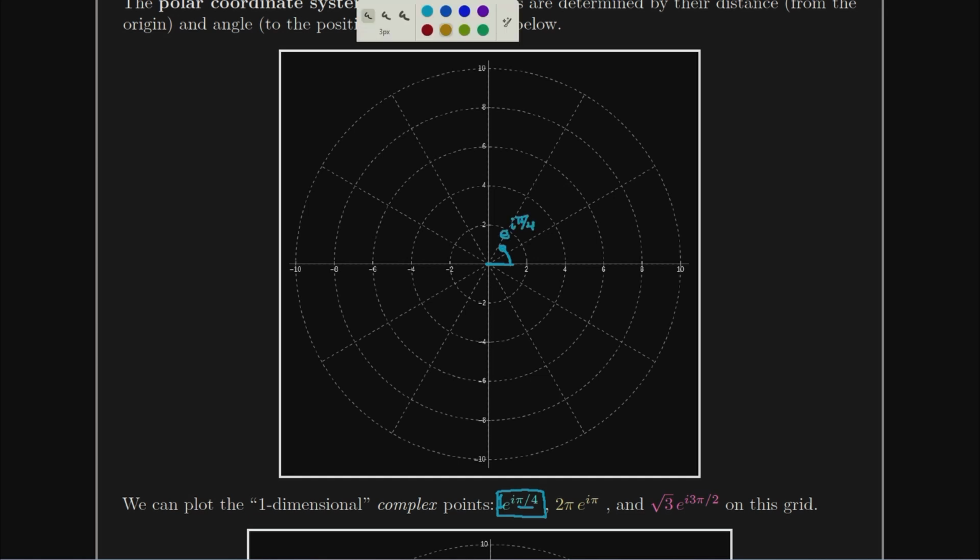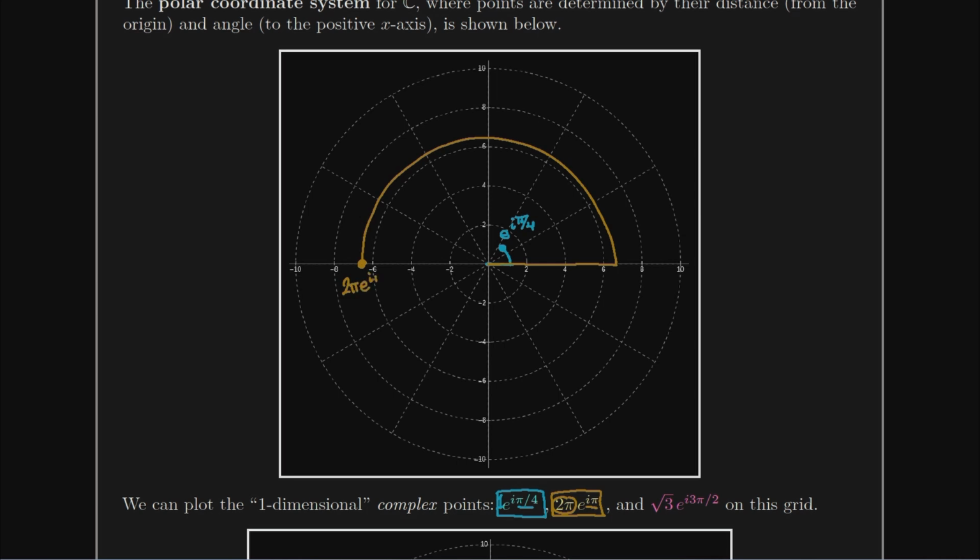If we think about the next point we have here, 2π e^(iπ), we've got a radius of 2π. So we're going to jump out to 2π, which is 6.2, and then an angle measurement of π, which is 180 degrees. And that's going to pull us around over here. This is the complex point 2π e^(iπ).